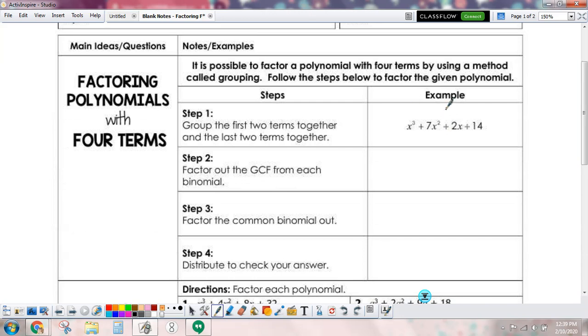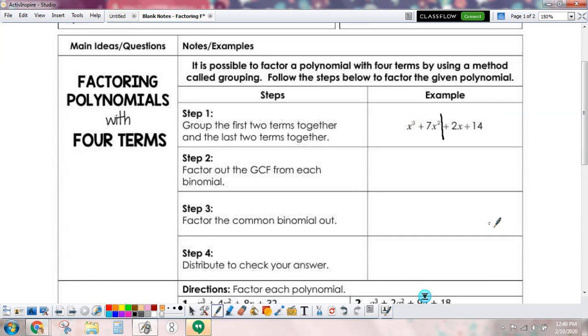So I'm going to go ahead and separate these terms. Ideally, you want to put the line so that the plus or minus whatever's in front of it is with the second half. So step 2 is to factor out the GCF from each binomial. So this is a binomial here. This is a binomial here.